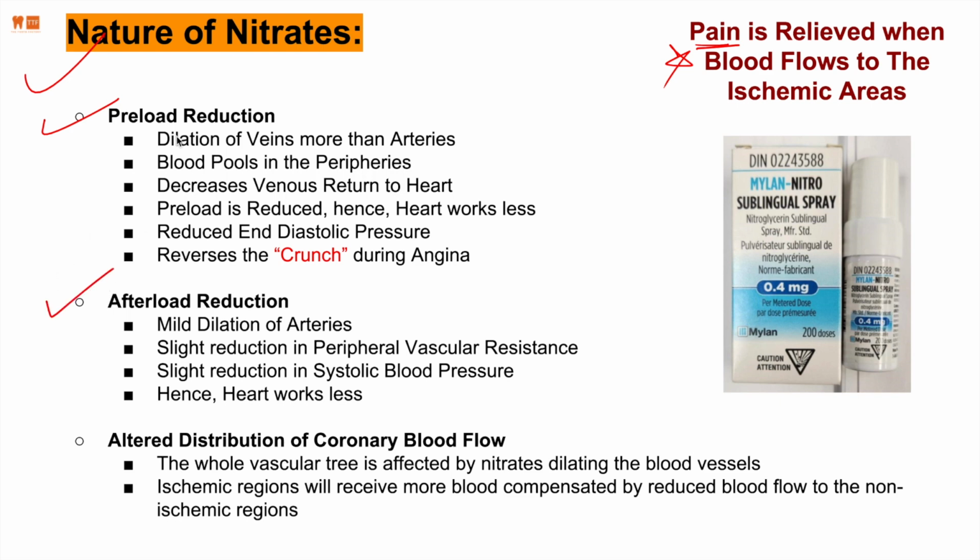They affect preload and afterload. Remember in our first slide we talked about preload and afterload? Well, here's the application. Preload, it dilates veins more than arteries. So nitrates dilate veins more, arteries less. So where are the veins? Peripheries. Therefore, the blood pools in the peripheral region. It decreases venous return to the heart, right?